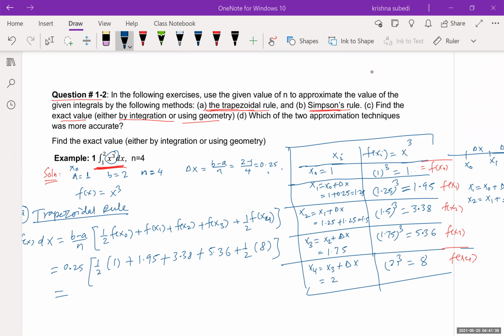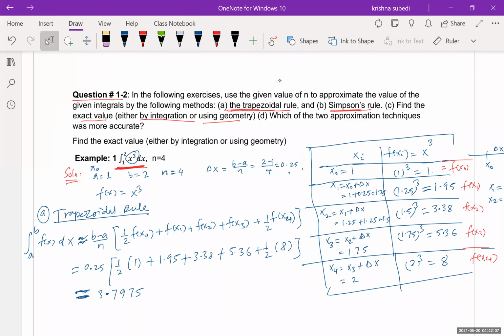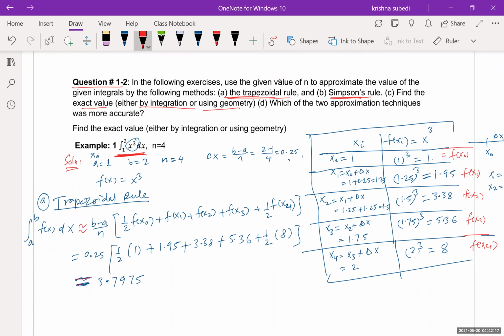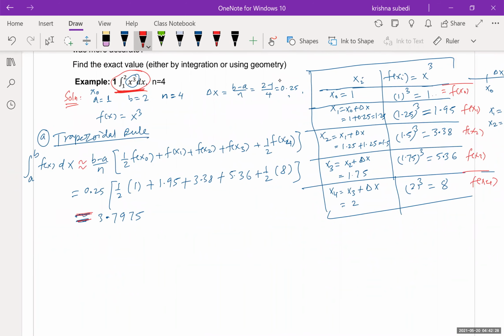So the answer here is approximately 3.8. To be precise, this is 3.79. What did you come up with? 7975. Okay, to be precise. All right. So I'm going to use this approximate sign here because the formula gives us an approximate value for this integral, but here I can write the equal sign. So this one is the approximate answer for this integral.